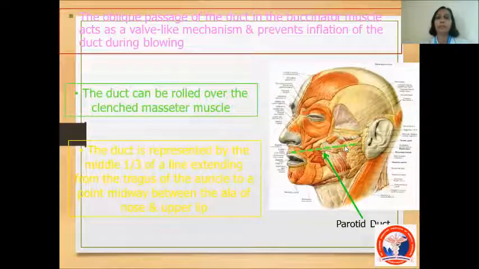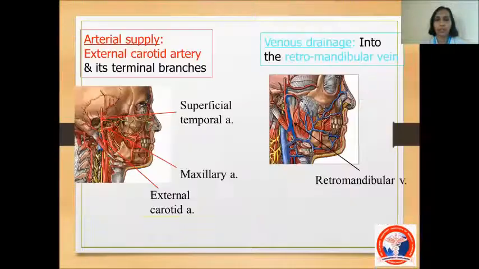This line will act as a surface marking for the parotid duct. This surface marking will help us to approach the parotid duct surgically. It will also help us to know the location of the parotid duct when we are examining the patient.